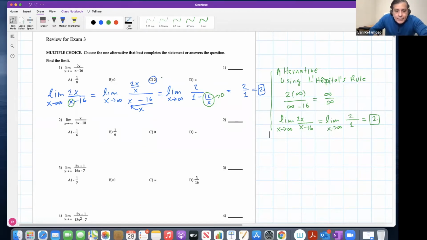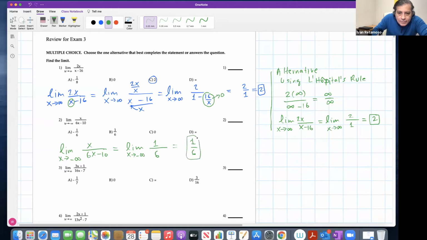Great, nice. Excellent. This one's similar, but I'm going to do it quickly just using L'Hopital's rule, as I explained there. The limit as x approaches minus infinity of x over 6x minus 10 should be equal to the limit of the derivative of x, which is 1, over the derivative of 6x minus 10, which is 6, right? And as x approaches minus infinity, this is just 1 over 6, using L'Hopital's rule. So quickly, right?